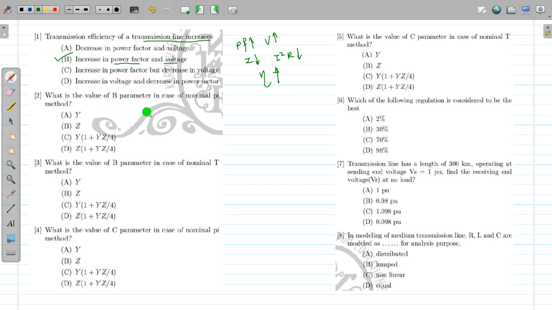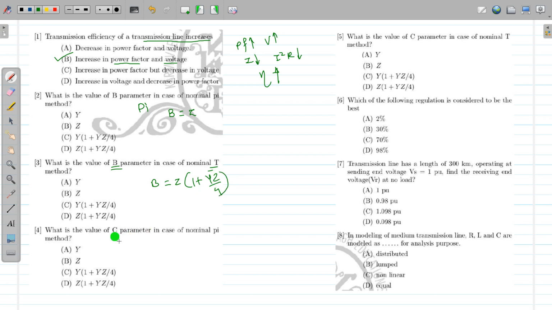What is the value of parameter B in the nominal pi method? In the nominal pi method, how is parameter B calculated? Parameter B is equal to Z. This is in the pi model. The same question is asked in the T model. In the T model, the parameter B is equal to Z into bracket 1 plus YZ by 4.